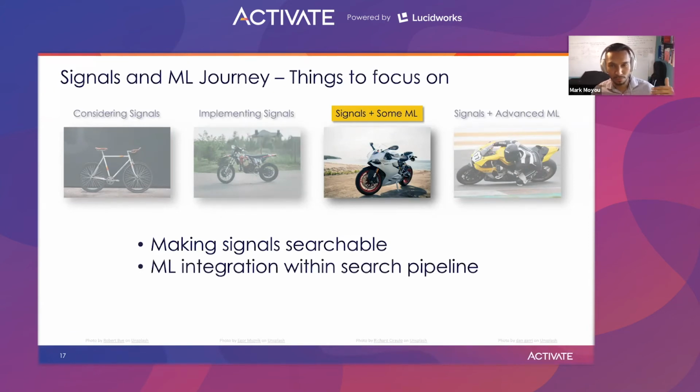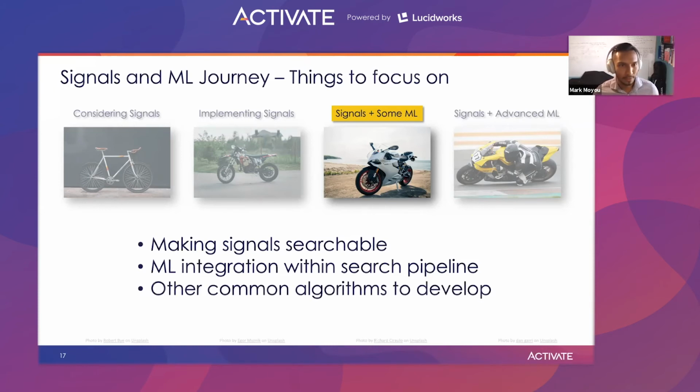Next, you've deployed some machine learning algorithms. How do they actually integrate within your search pipeline, right? Are you doing a lot of custom code to do that? Does it scale? And you've also developed some algorithms. What other common algorithms, and when I say common, I mean common problems that we see in search. Are you re-implementing those algorithms? Maybe you can use something that's already been done. That's something to consider, right?